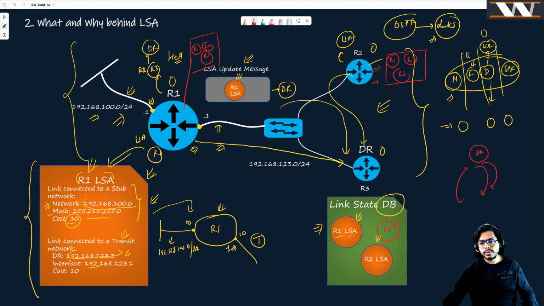And this is the whole sole purpose, guys, right? We need to build the common database which is exactly the same, and if we can do that, then we are done. Because once we have the same kind of database across everybody, then we can run our SPF algorithm to calculate the shortest path. Having said that, now let's talk about questions.